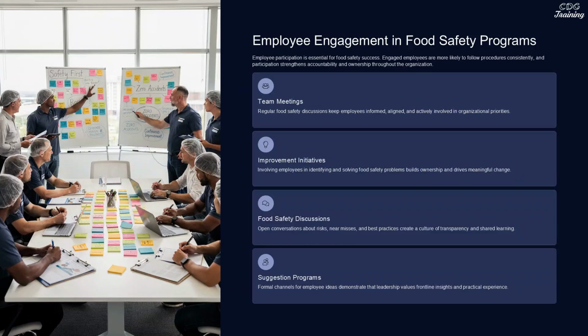Employee participation is essential for food safety success. Engaged employees are more likely to follow procedures consistently and demonstrate accountability. Team meetings, improvement initiatives, food safety discussions, and suggestion programs encourage active involvement and ownership throughout the organization. By fostering a culture of engagement, organizations can enhance food safety outcomes and ensure that safety remains a priority.